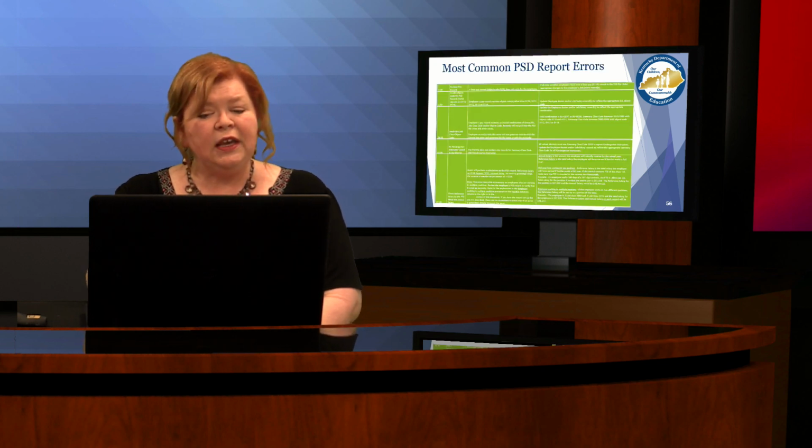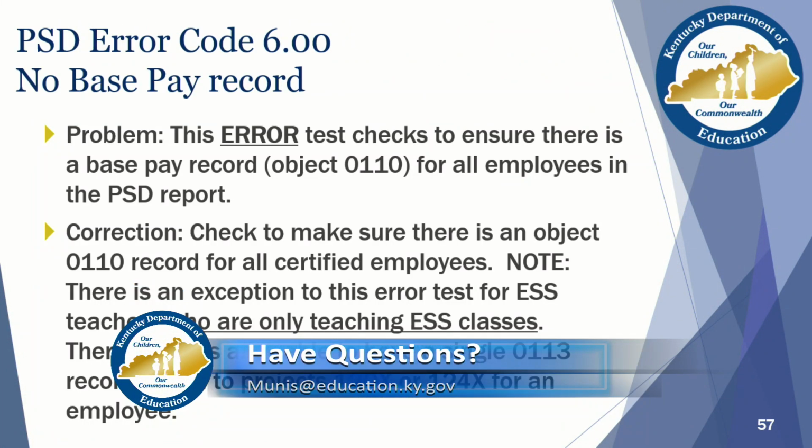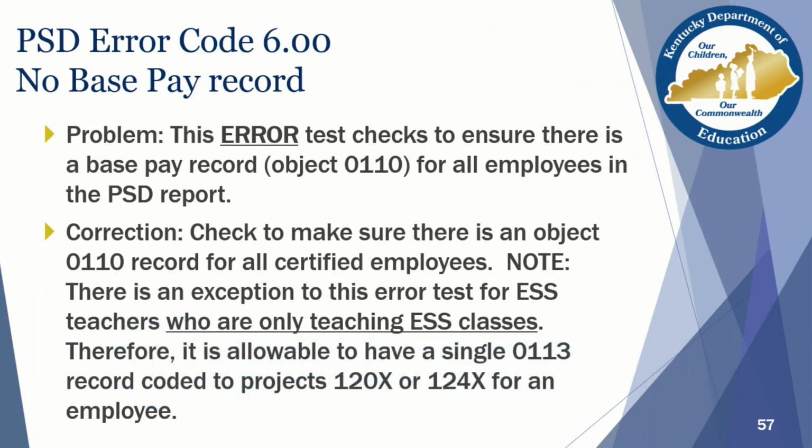So the grid that you're seeing here are the most common PSD report errors. We'll go over these. Code 6, which is no base pay record. The problem here, the error test checks to ensure there is a base pay record, object 0110, for all employees in the PSD report. To correct this, you would simply make sure that there is an object code of 0110 record for all certified employees.